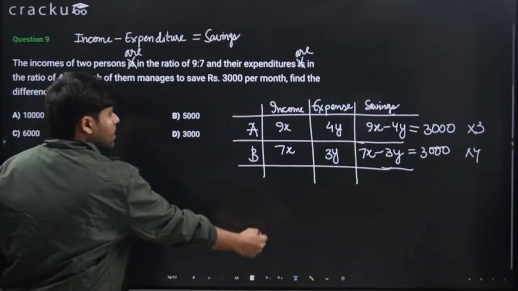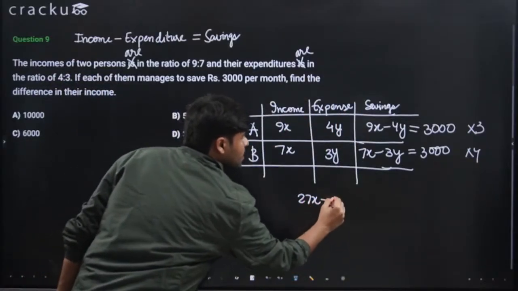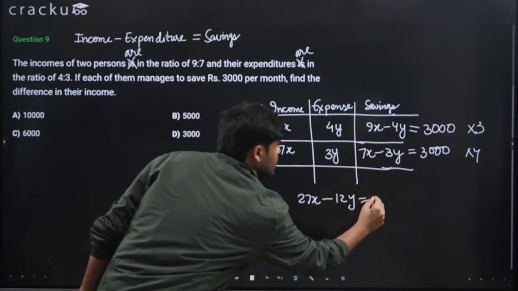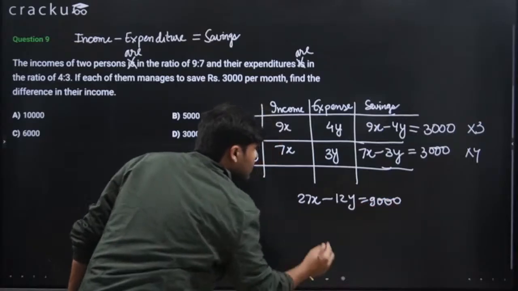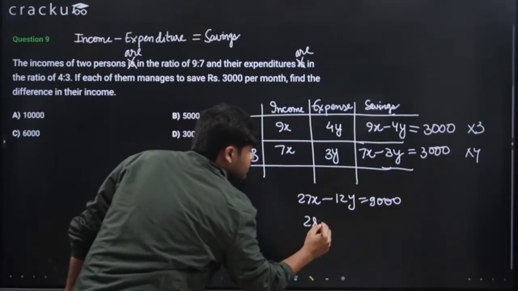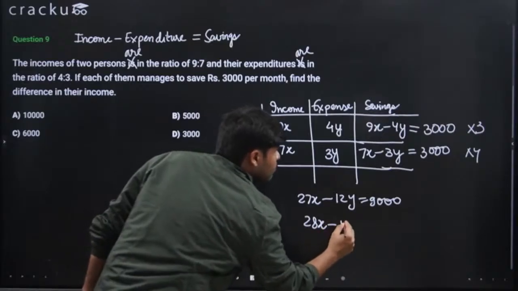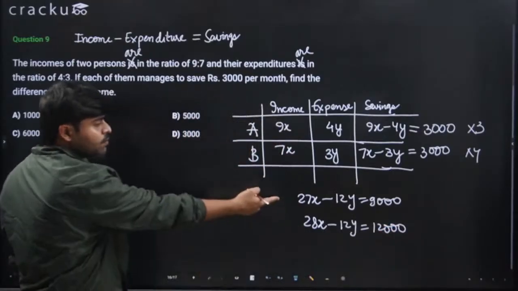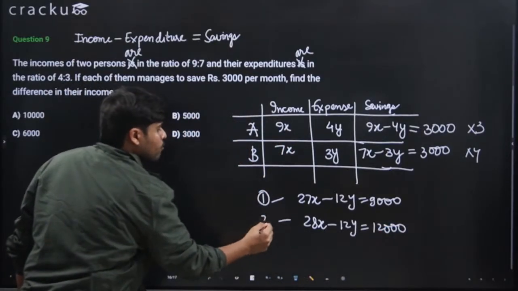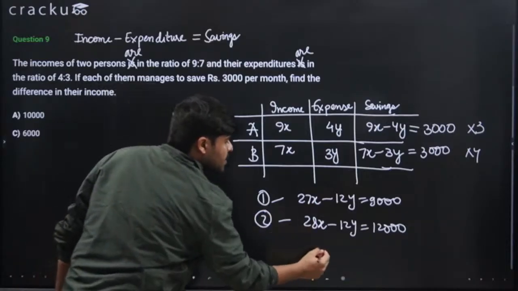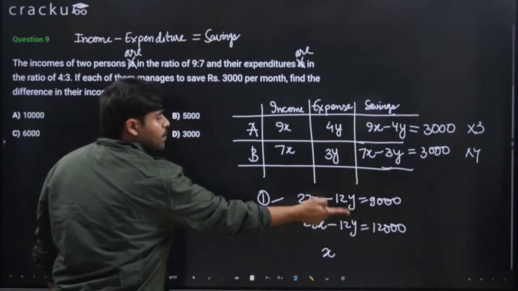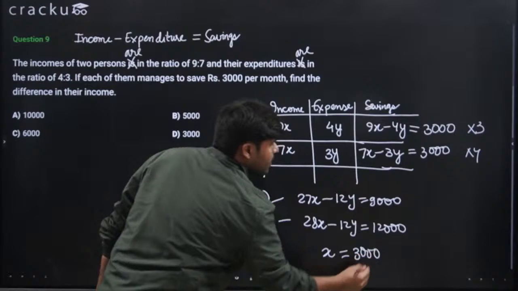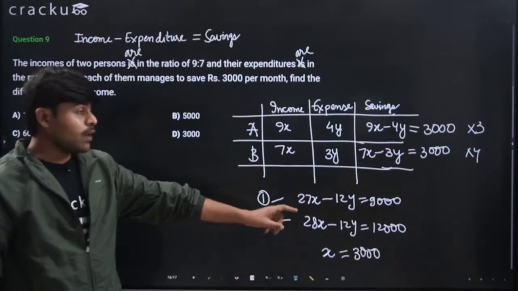The first equation will be 27x minus 12y is equal to 9,000. The second equation will be 28x minus 12y is equal to 12,000. So if you subtract the first equation from the second equation, 28x minus 27x will be x, minus 12y plus 12y will be 0, and 12,000 minus 9,000 will be 3,000. So the value of x is 3000.